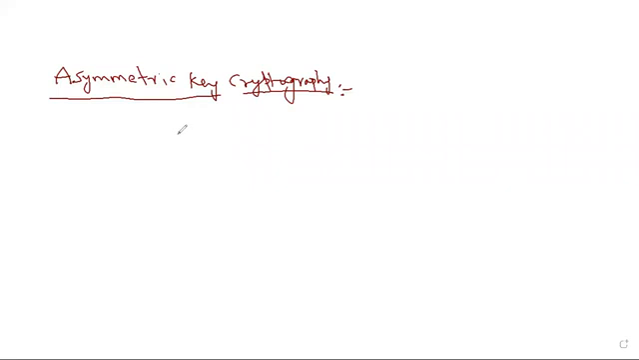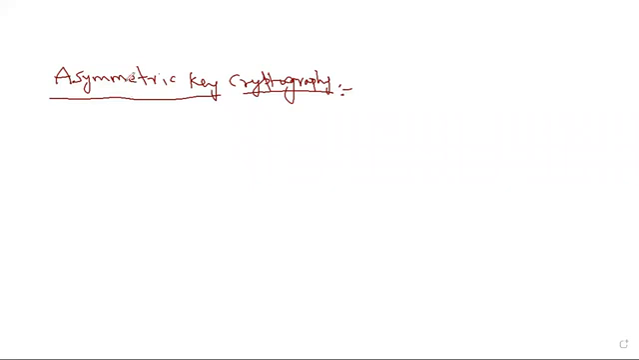In this video, I am going to explain asymmetric key cryptography. Asymmetric means not the same keys. Two sides, sender and receiver, should use two different keys. Those two must be related to each other, right?